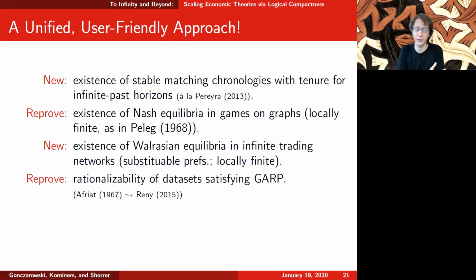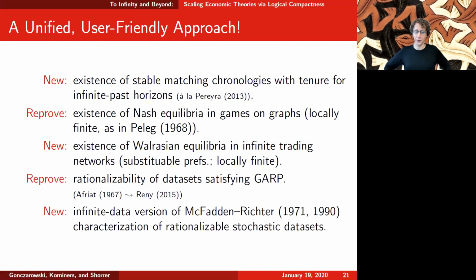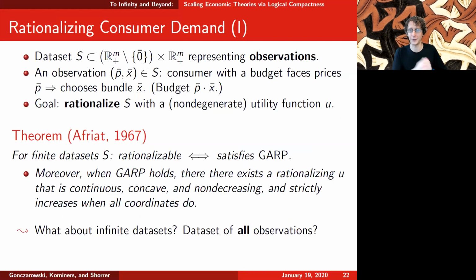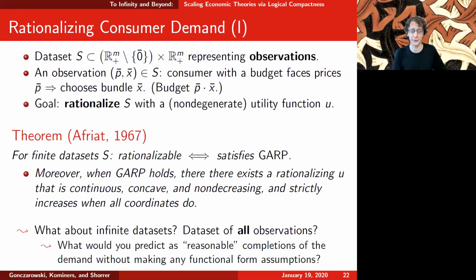And then, as I mentioned, we can also do these decision-theoretic applications. We reprove the rationalizability of datasets satisfying GARP, a really, really beautiful theorem that Reny was able to prove, generalizing Afriat. And then we use a similar method to give an infinite data version of the McFadden and Richter characterization of rationalizable stochastic datasets. Here is that setup. Again, we'll freeze for a moment for the recording.